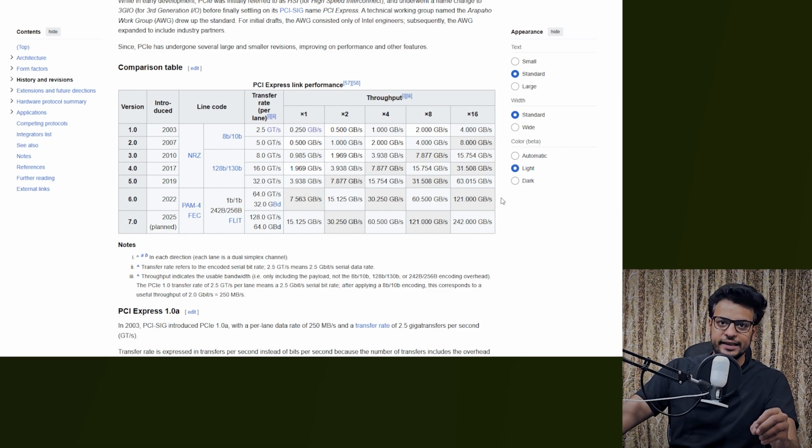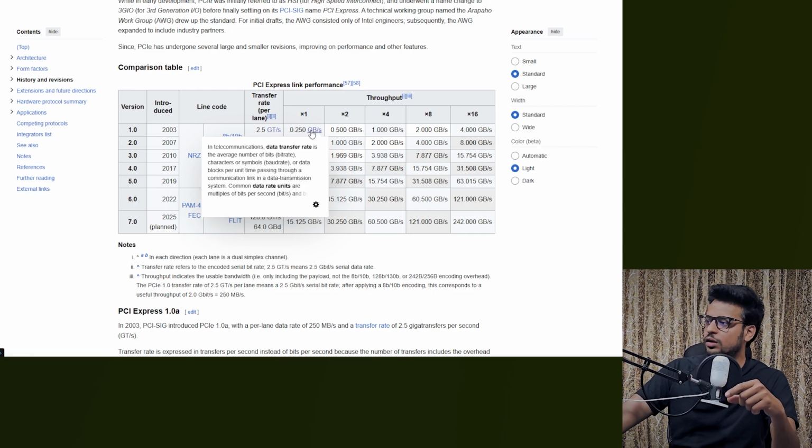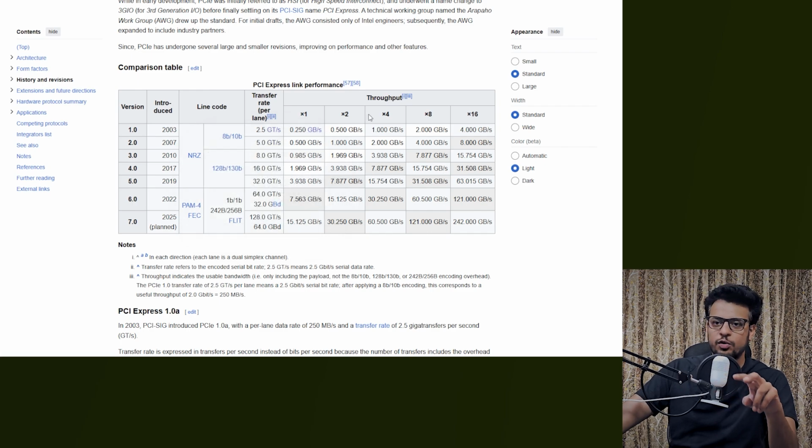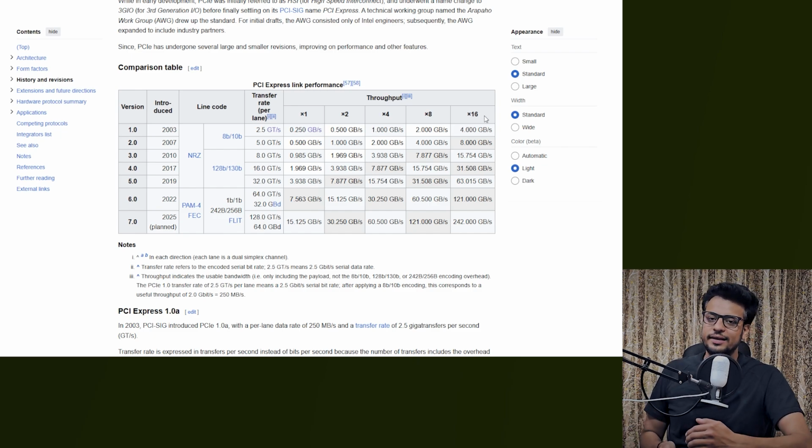Now, the lanes. The lanes are significant because if this signifies a single car, now this signifies a highway. So x1 means just one car can go to and fro, x2 means 2 cars, 4 cars, 8 and 16, and so on. So this enables parallel transfer of data between the CPU and the GPU, which increases the speed, and the number of lanes multiplies the speed.